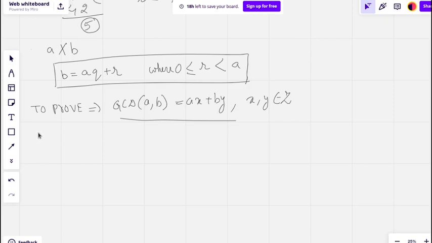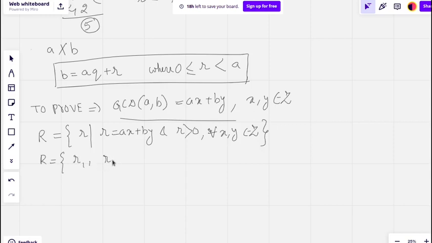well, to explain it better, let me say that there is a set R which consists of elements R such that R is equal to AX plus BY and R is greater than 0, for all X and Y belonging to the set of integers. So R is an element of capital R. Then the set R will contain elements like R1, R2, R3 and so on. Okay. Now let L be the minimum of R.